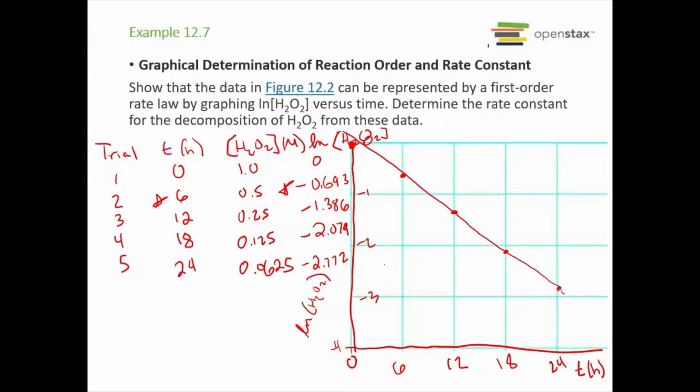So our rate constant, if you remember from the general linear equation, the natural log of A_t is equal to negative kt plus the natural log of A naught. Here we already knew A naught, since at time 0 we had a concentration of H2O2 of 1 molar. But if we didn't, we could look at the graph and see that it crosses here. So the natural log of A naught is equal to 0, and then e to the 0 power gives A naught equals 1.